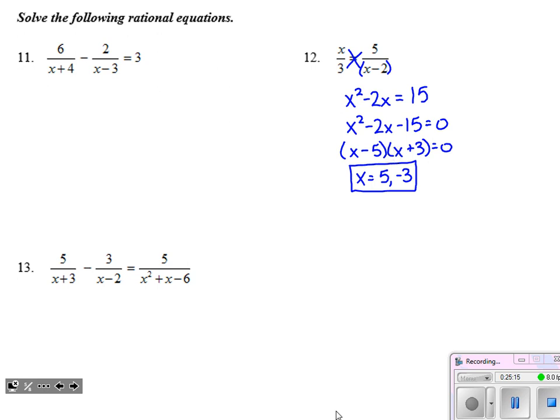All right, so let's go back to number 11 now. This one, if you can believe it, is actually a longer problem than number 13.